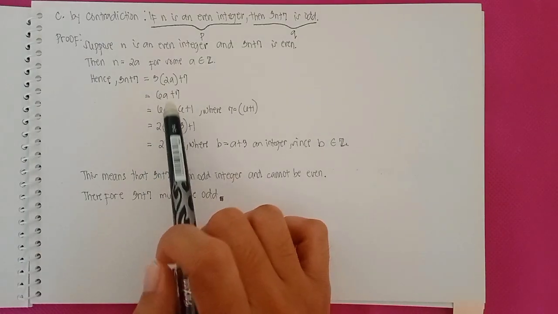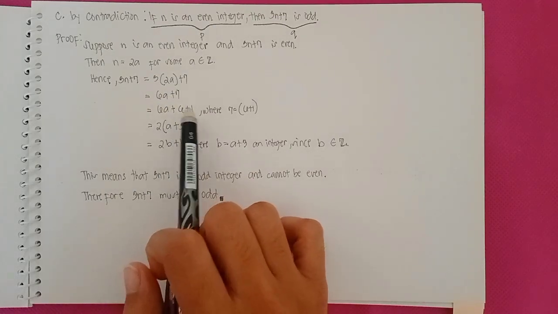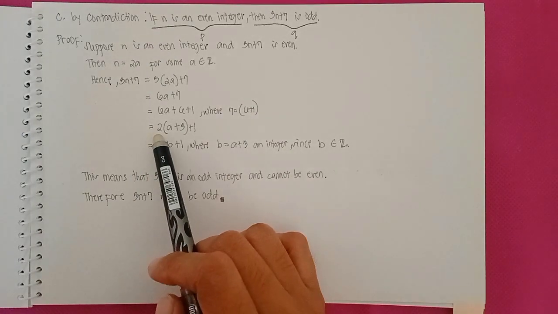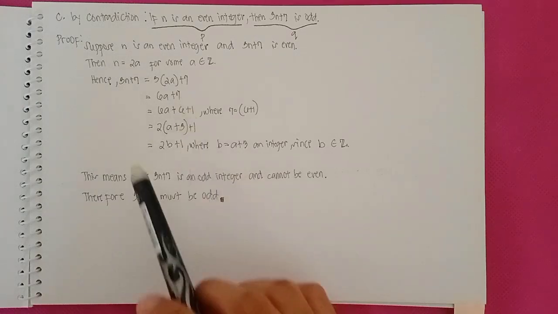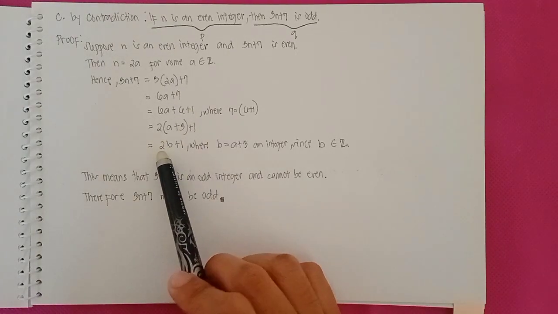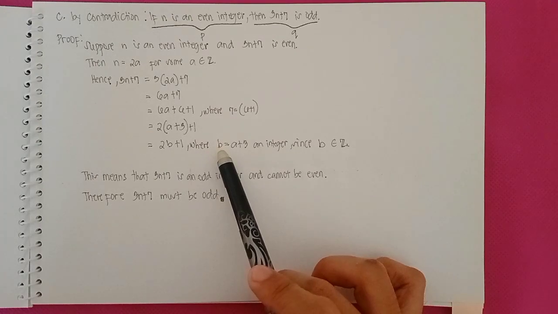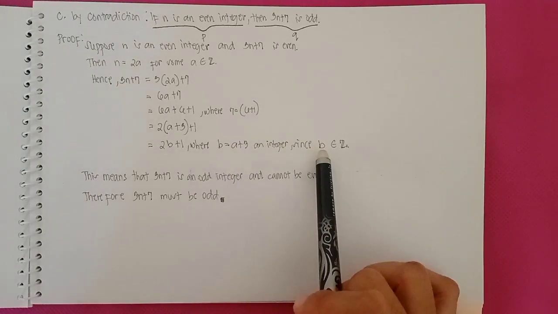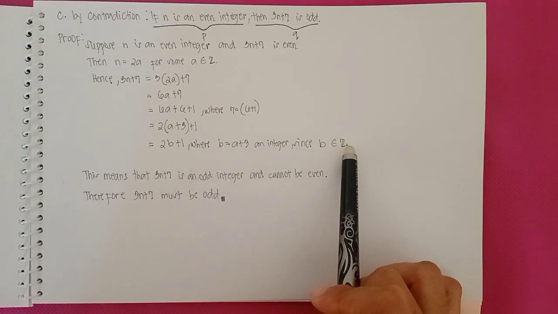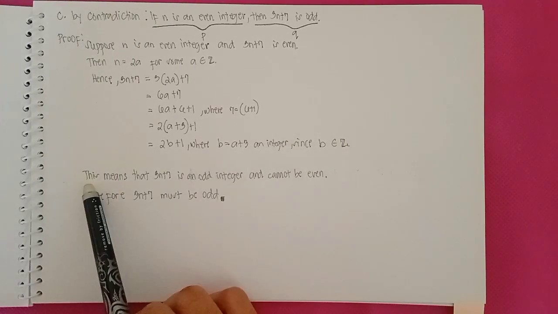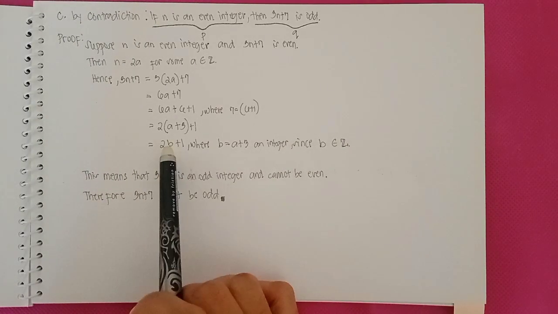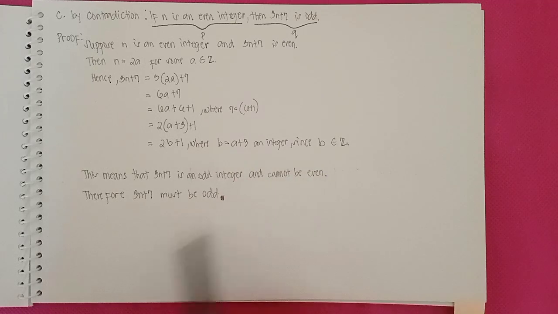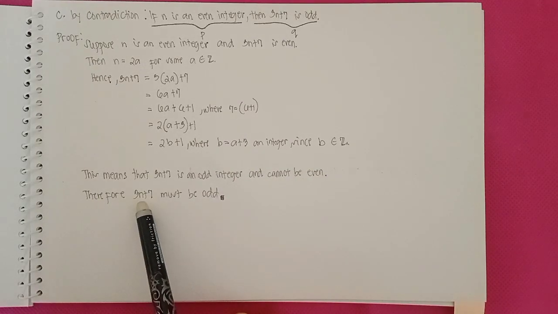Then 6a plus 7, we express 7 as 6 plus 1, where 7 equals 6 plus 1. Remove the common factor, 2 multiplied by a plus 3, plus 1. And this is equal to 2b plus 1, where b is equal to a plus 3, an integer, by closure property of addition, since b is an element of integers. And this means that 3n plus 7, which is equal to 2b plus 1, is an odd integer and cannot be even. So we proved here that 3n plus 7 must be odd.